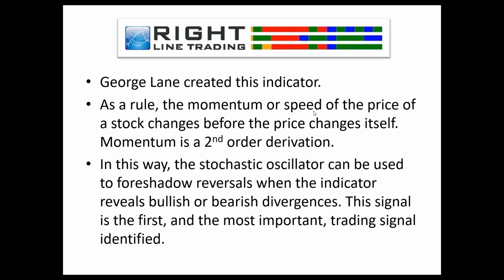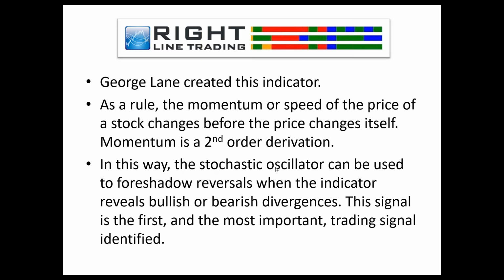Now, speed is a first order metric, but the rate of change of speed, or momentum, is a second order metric. So what we're looking at with an oscillator is the acceleration of price up to its target or the acceleration of price down to its target. And he correctly hypothesized that momentum, being a second order derivation, would be on its own a leading indicator, that momentum would change before price changed.